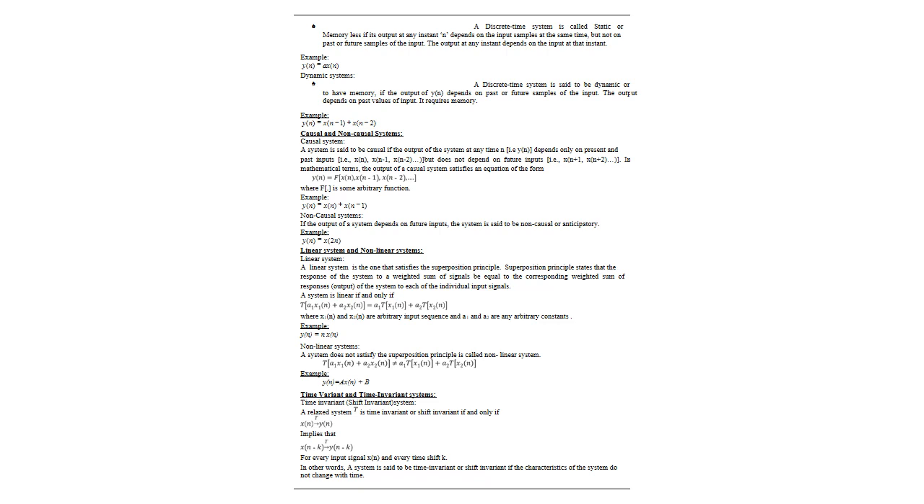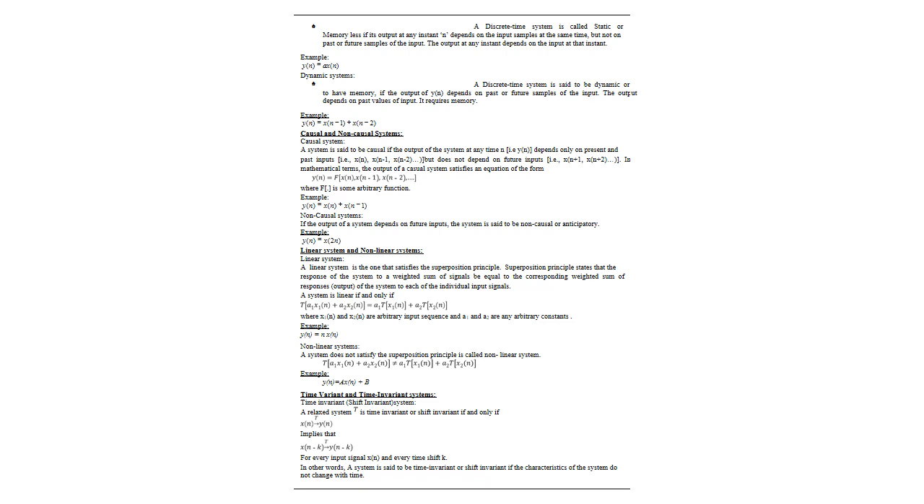Next, dynamic system. A dynamic system is a discrete time system whose output y of n depends on past and future samples of input. The output depends on the past value of the input, so that requires memory. For example, y of n is equal to x of n minus 1 plus x of n minus 2.